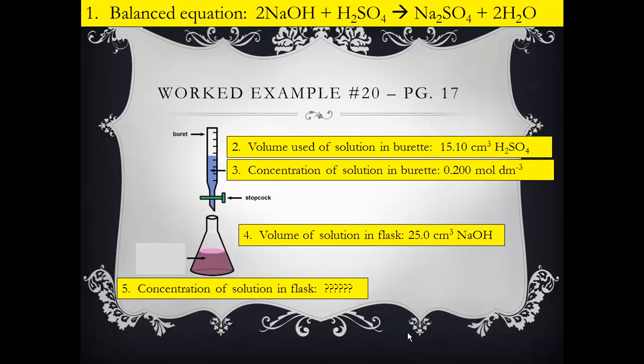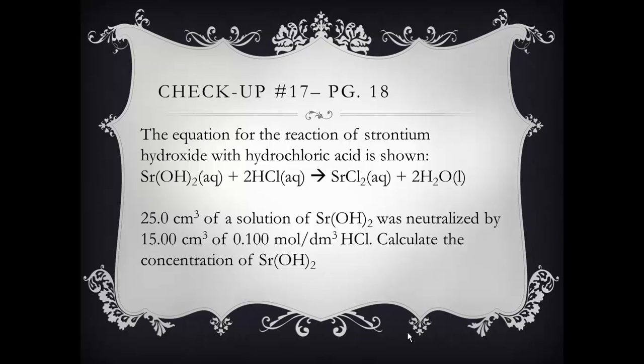So, the first step is to find how many moles of our acid. Then we have to use the balanced equation to find the moles of our base, and then take moles per liter, moles per decimeter cubed. Okay, so try to work out this problem. If you have any questions, we can go over this in class.